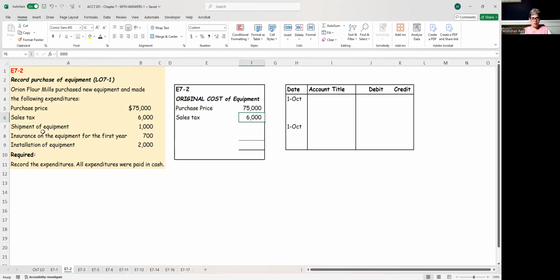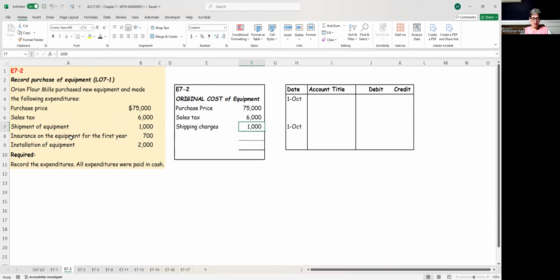Shipment of equipment, $1,000. Again, this is a special equipment. We had to pay the shipping charges, and that gets added to the cost of the asset. That's $1,000.